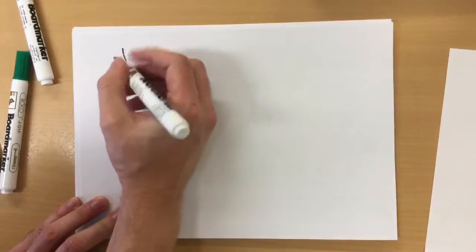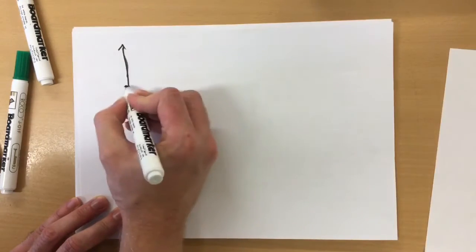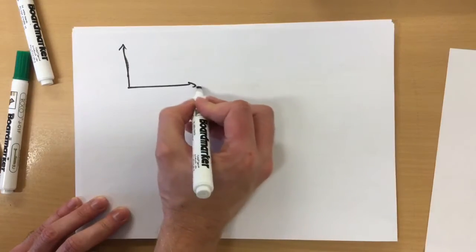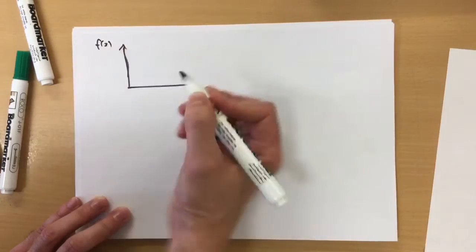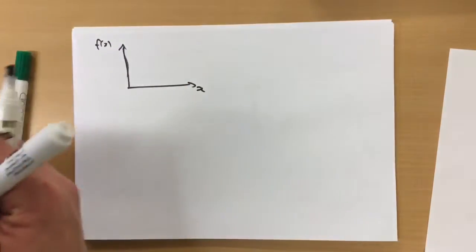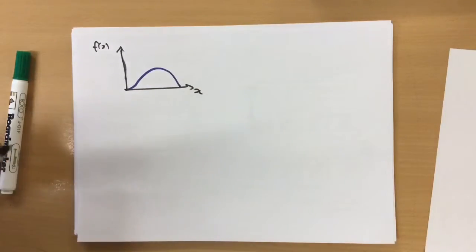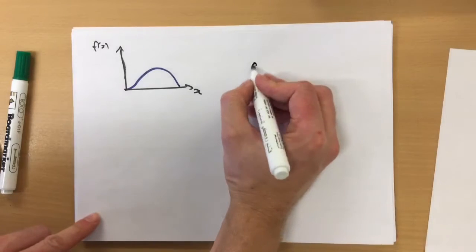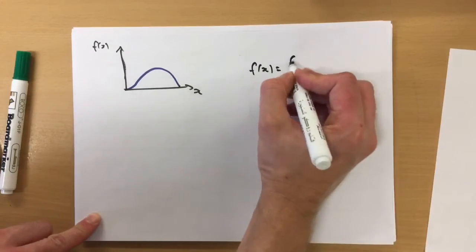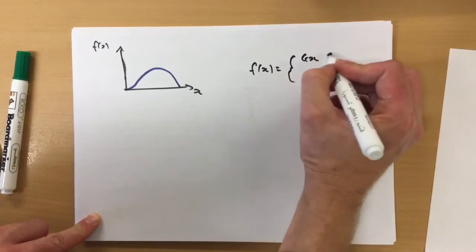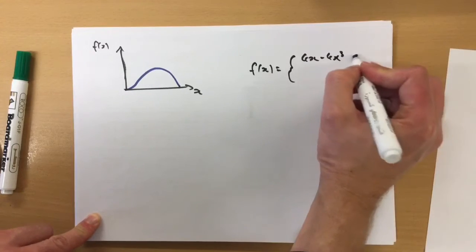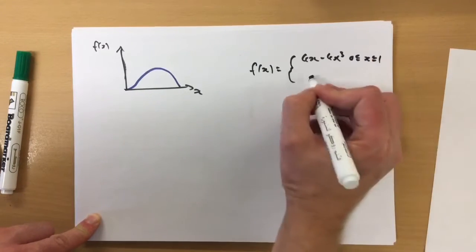So let's sketch one. That's a really bad straight line. So, let's do the mode first of all. Okay, here's our piecewise function as well, just to go with our beautiful looking graph.